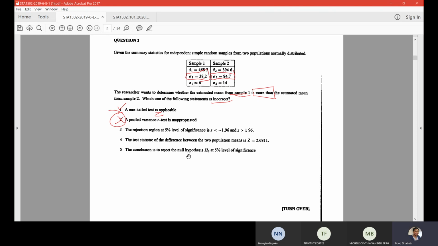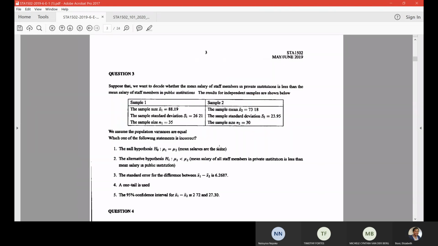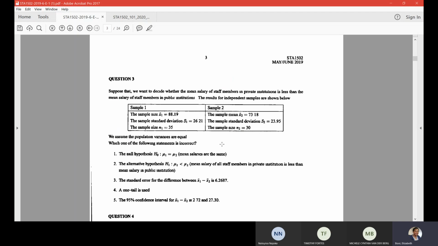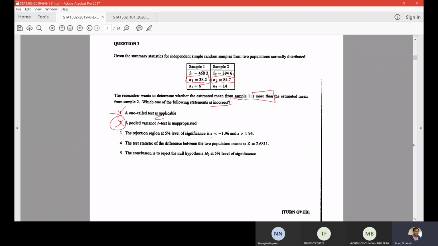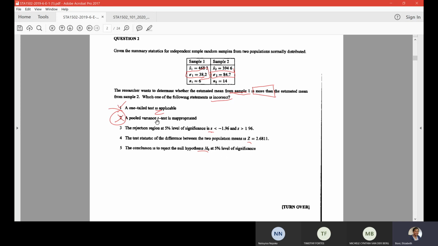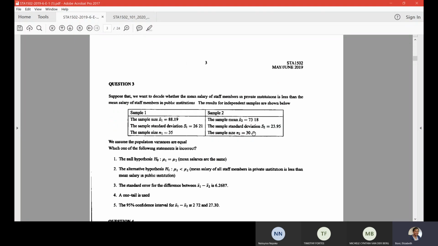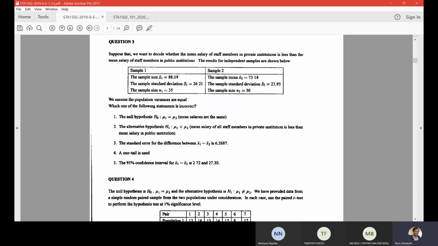We don't have to go through all of them, because by looking at all of them, we can see that they are all using the Z. And this one was saying how you make a conclusion or the decision. But since they said here we're using a t-test, it will be the wrong one to use.